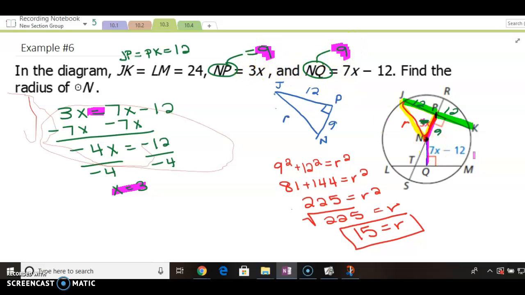When you plug 3 into 3x and 3 into 7x minus 12, you get that each of them are 9. Now, I drew this radius right here, and I pulled it out. So it formed this triangle right here. So 9 squared plus 12 squared equals the radius squared. You do a little math, and you get, or you should have gotten, the radius is 15.